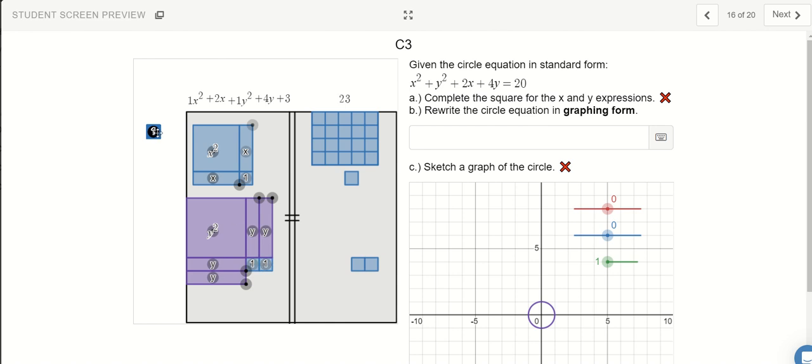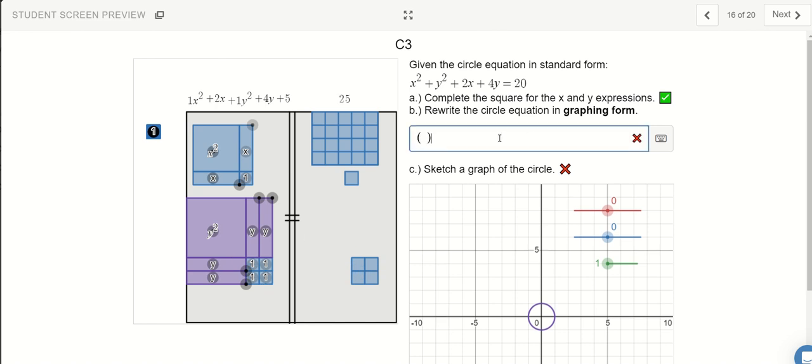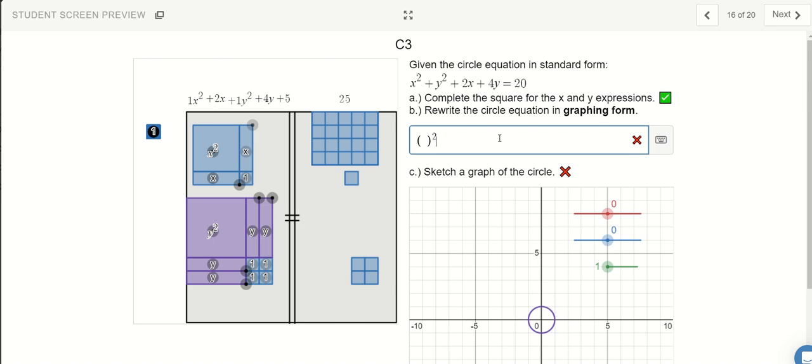2, 3, 4. So now we can write this in graphing form. We have our 2 squares equals 25 on the right. And this is x plus 1 times y plus 2.